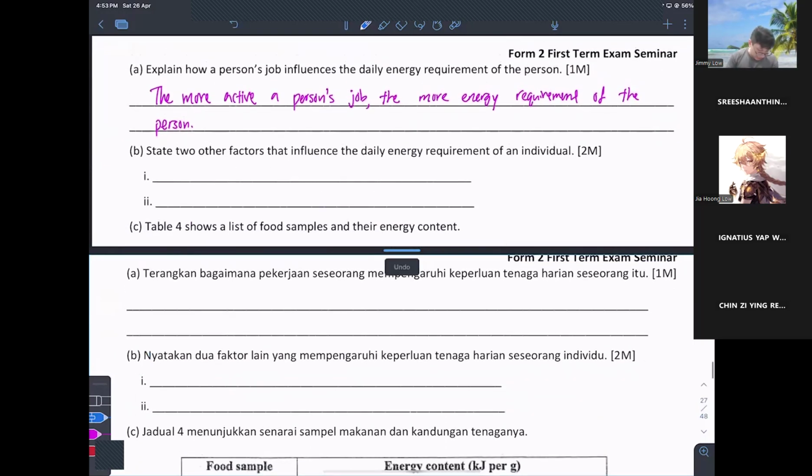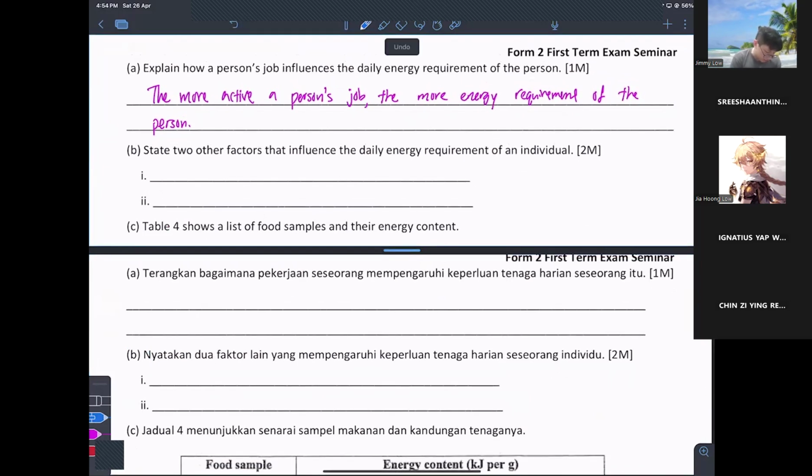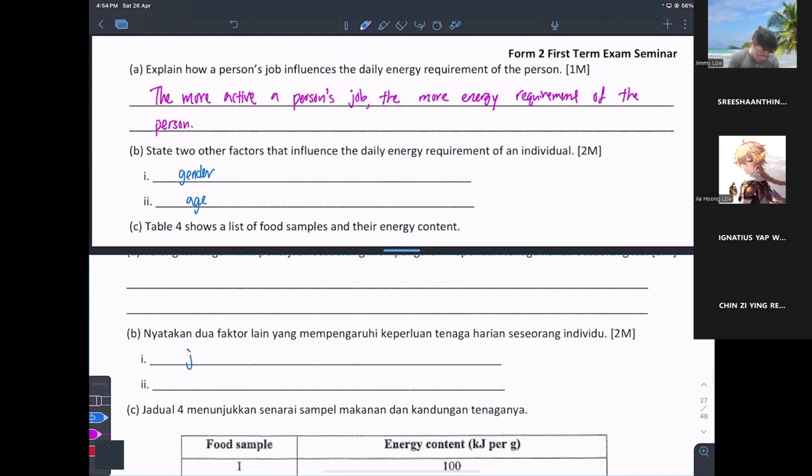So B, two other factors that affect the daily energy requirement. So besides a job, what is going to affect daily energy requirement? So one, gender and age. Okay, gender and age as well. So in BM it is jantina, then umur. These are the factors as well. Climate, yeah, climate is one of the answers as well.